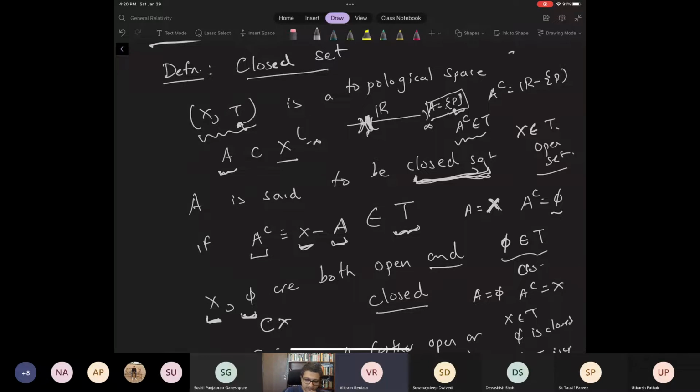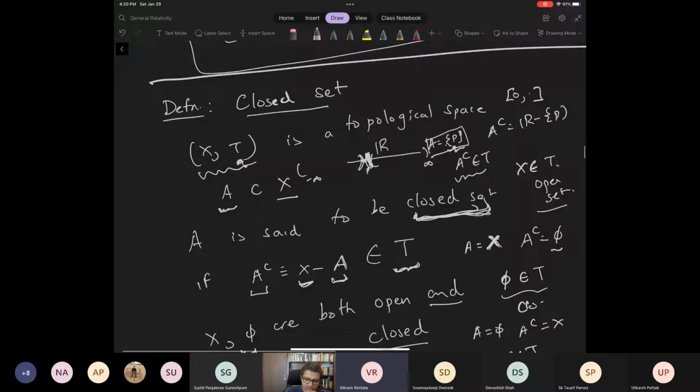Similarly, you can show this for any closed interval. Okay, the complement of this closed interval, let's say [0, 1], is (minus infinity, 0) union (1, infinity), and this again belongs to the topology T, and therefore you can see that closed intervals are closed sets. Okay, but also unions of closed intervals are also closed sets.